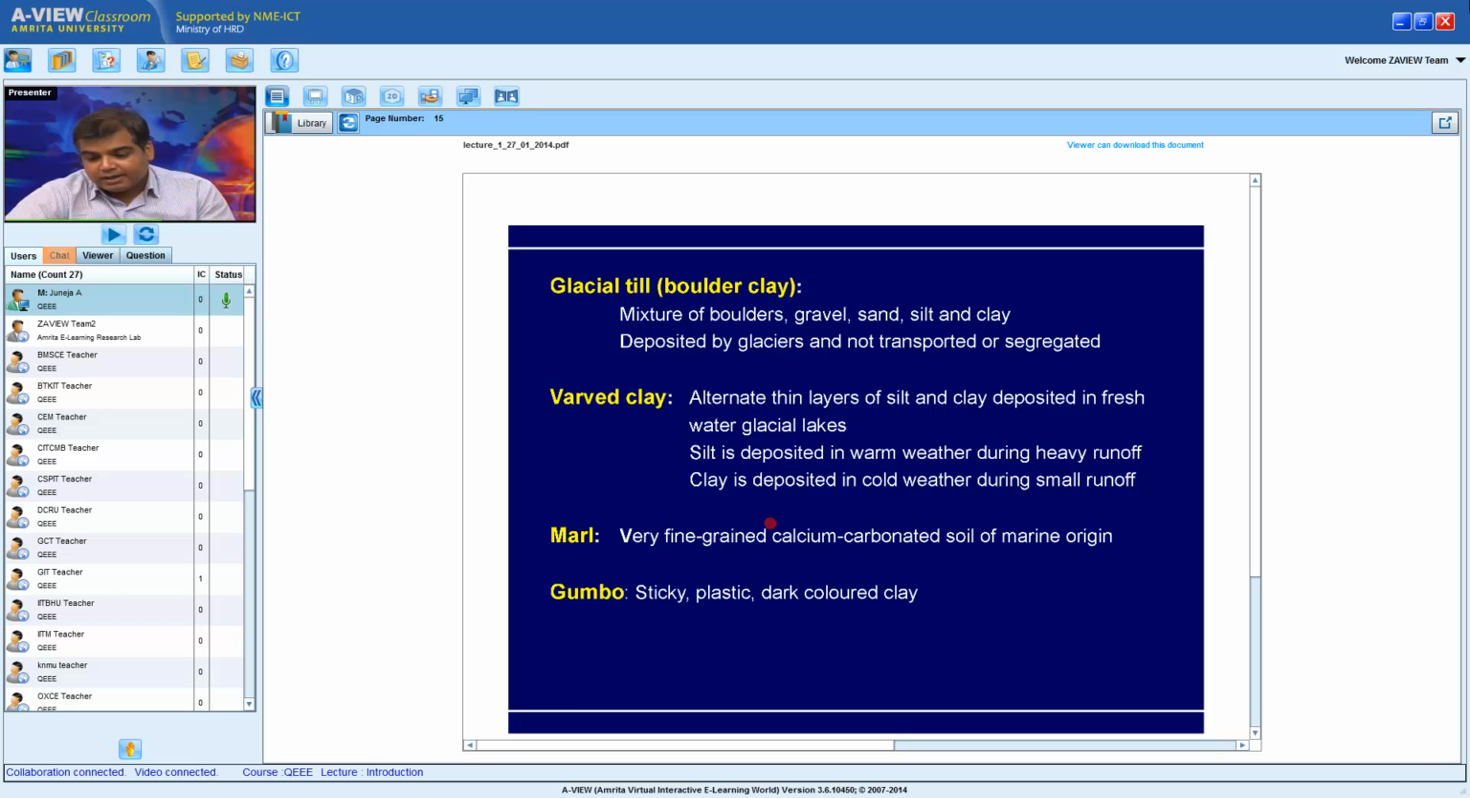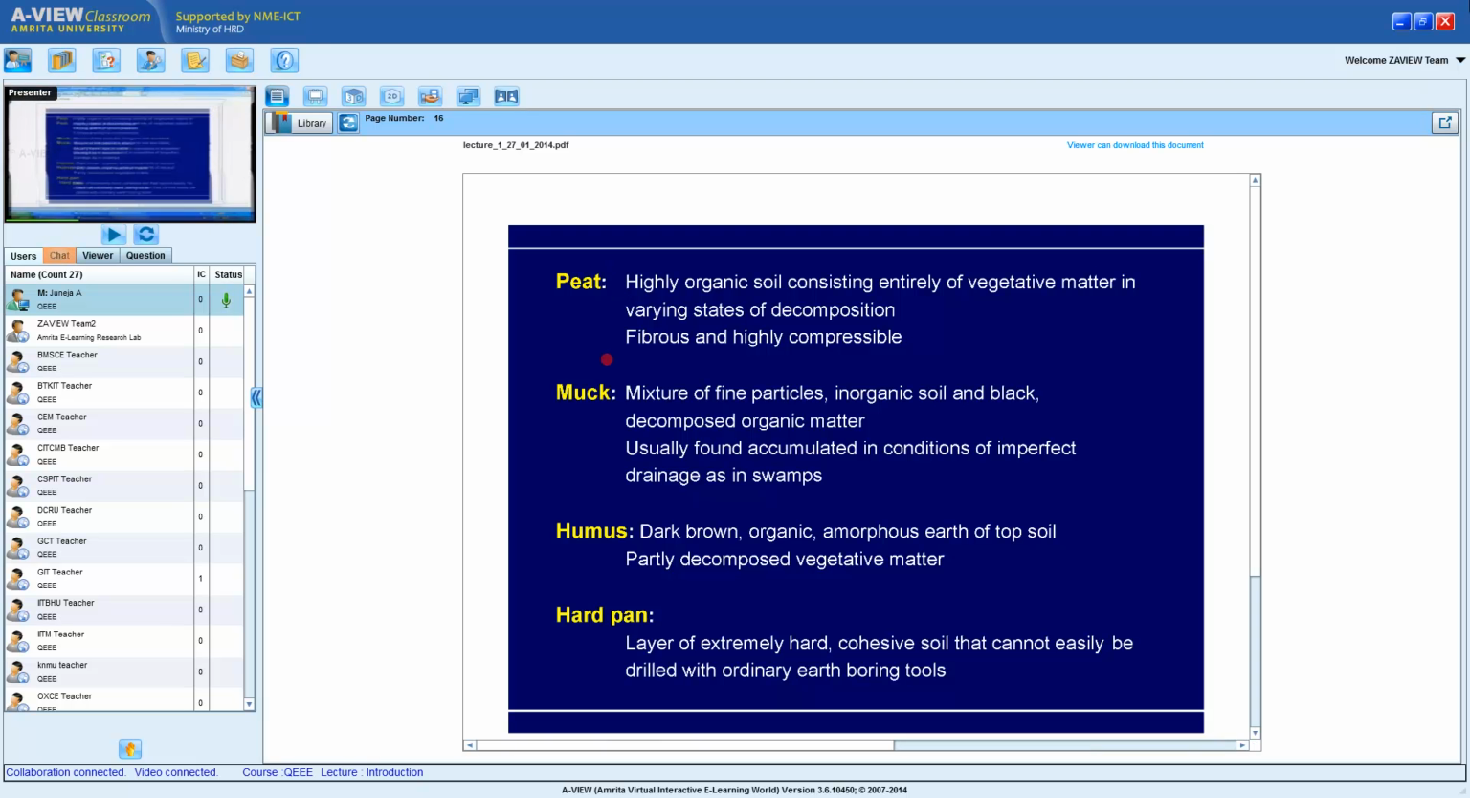Marl is weakly cemented calcium carbonate of marine origin. Gumbo is another soil, a highly plastic, dark colored clay. The next three, peat, muck and humus, are easy to identify if you touch any one of them, because of the smell, which is due to the organic matter present in them.